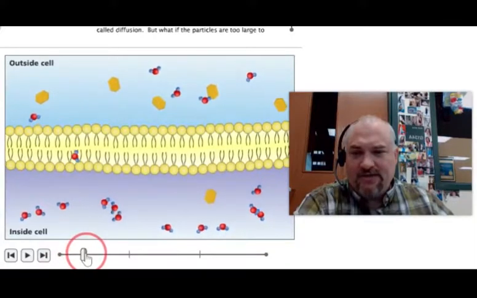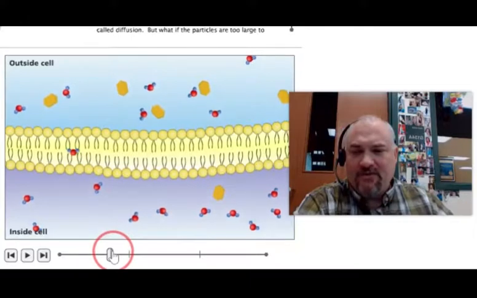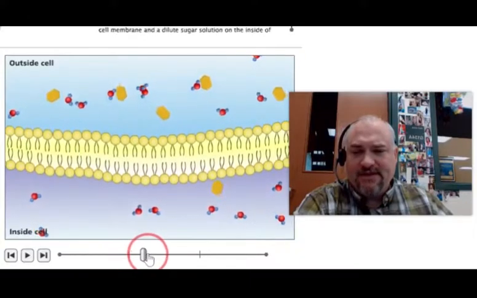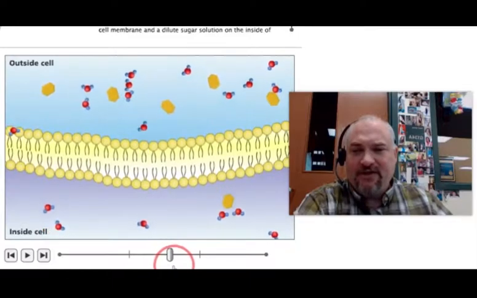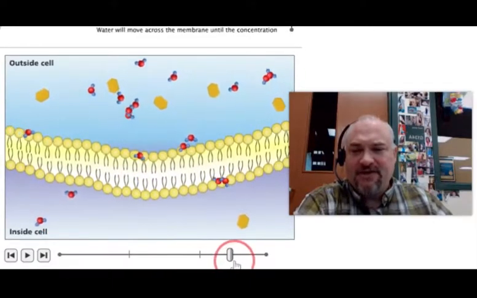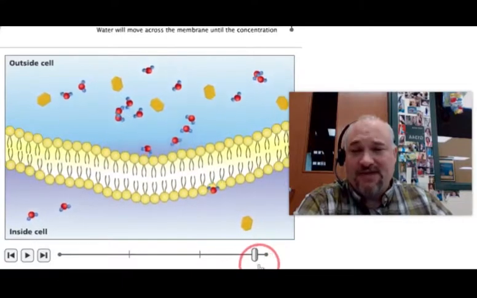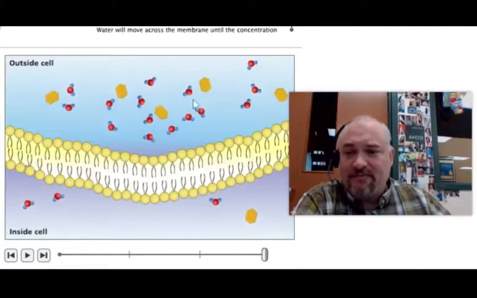Water is able to pass through here in this situation. It's going from high to low, and you can see how it's shrinking the cell a little bit because it's trying to reach equilibrium. So we've got roughly equal concentrations of water and salt on both sides, but that means less water on the inside because the solute couldn't pass through.